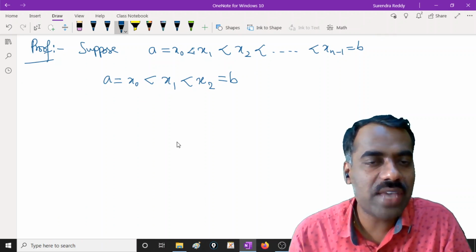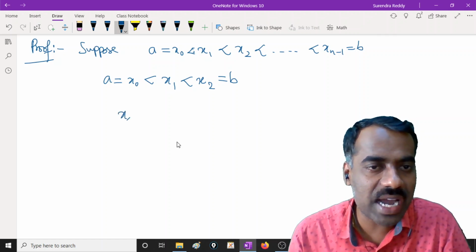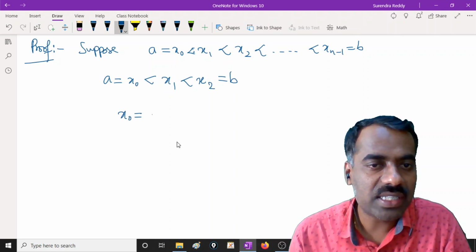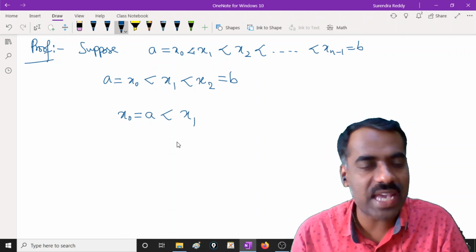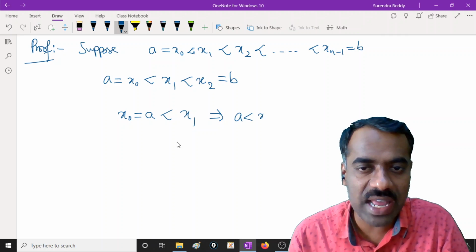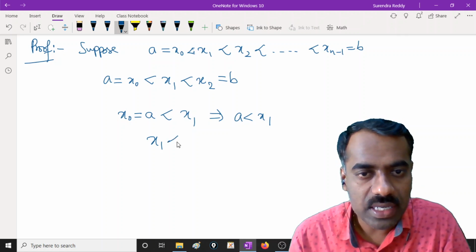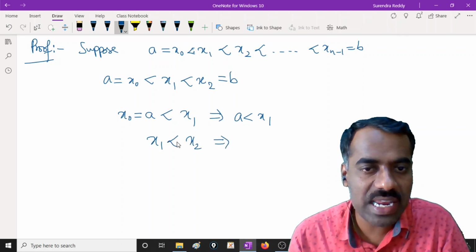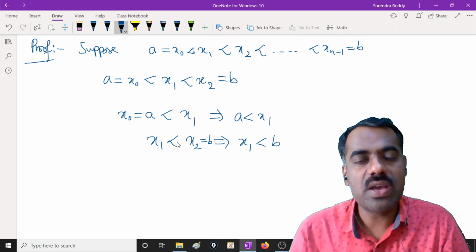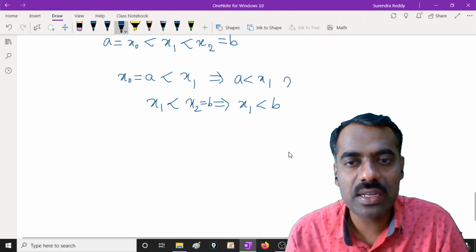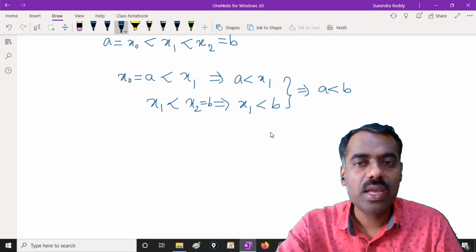How will you get from this to A is less than B? By using the transitive property. What is the meaning of this x0, which is A? We know that it is covered by x1. That means there is no element between A and x1. So in particular, A is less than x1, or not? Similarly, x1 is covered by x2, so there is no other element between x1 and x2, or in particular x1 is less than x2. Now using the transitive property, what can you write? A is less than B. Is this clear?